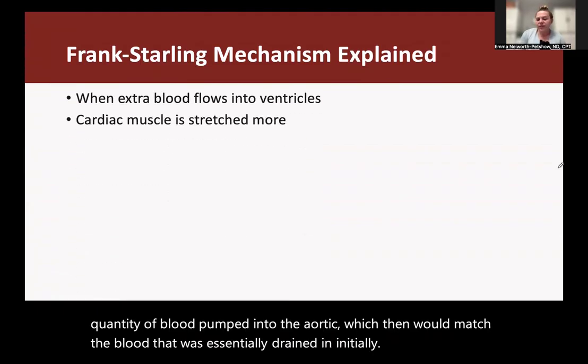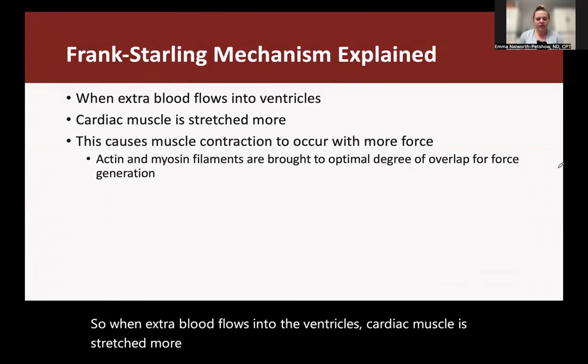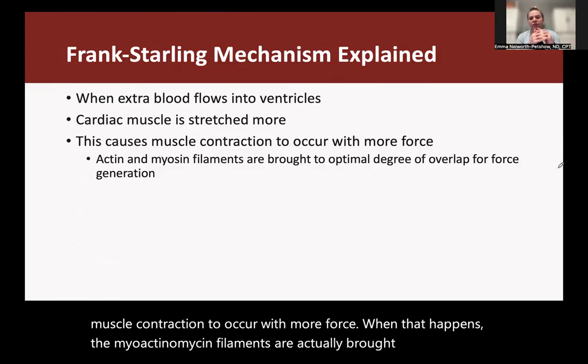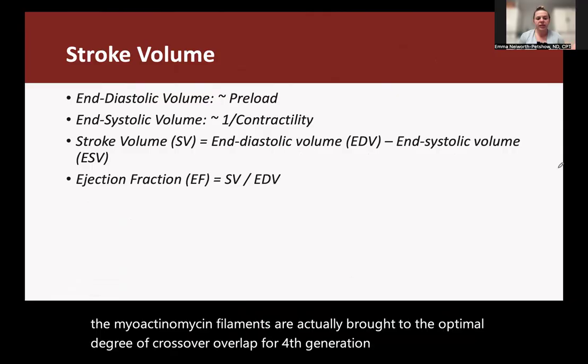So when extra blood flows into the ventricles, cardiac muscle is stretched more. When cardiac muscle is stretched more, this causes muscle contraction to occur with more force. When that happens, the actin and myosin filaments are brought to the optimal degree of crossover or overlap for force generation. The ventricle then pumps excess blood into the arteries.